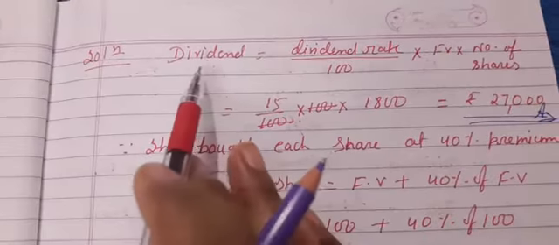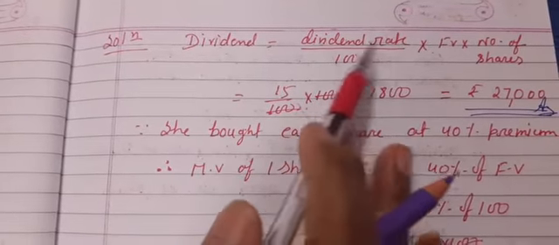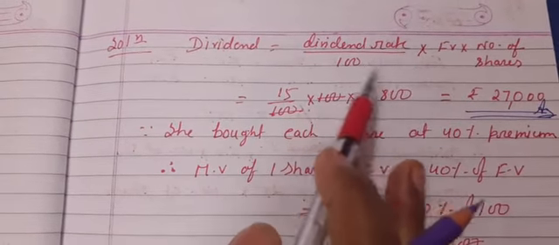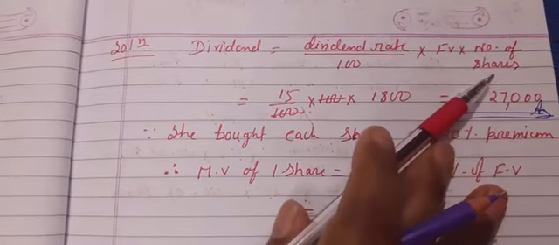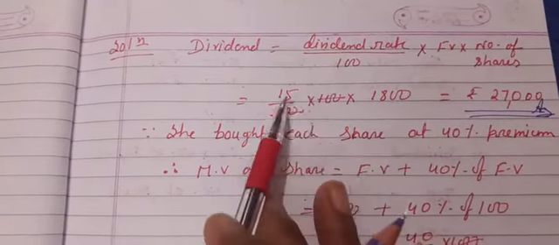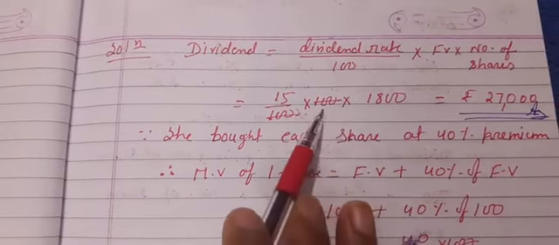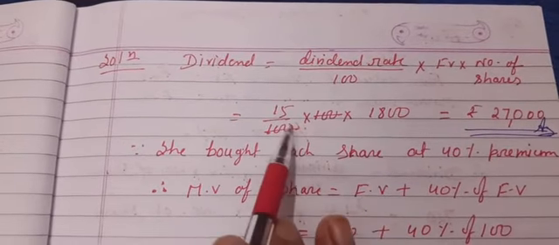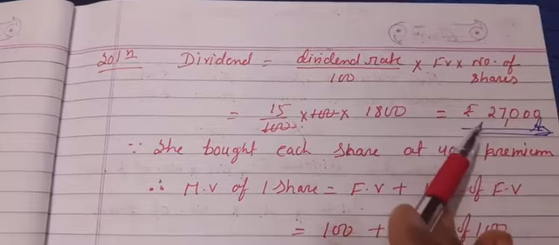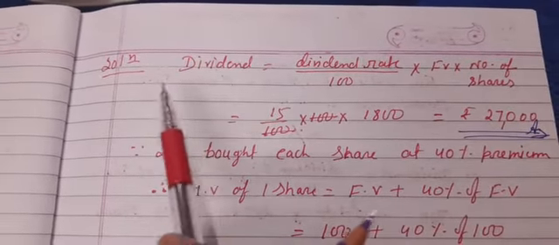And what is the formula of dividend? Again, we are using the same formula. Dividend is equal to dividend rate or dividend percent upon 100 into face value of one share into number of shares. So rate is given 15%, so we have written 15 by 100, and face value was 100 rupees, so I have written 100. How many shares? 1800 shares. So 100 cancelled, and 15 into 1800 is equal to 27,000 rupees dividend. That was his total income.